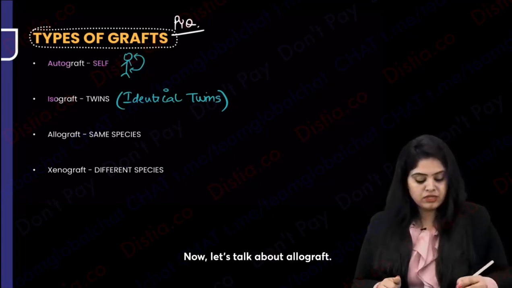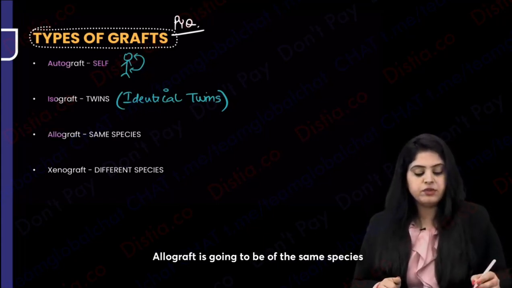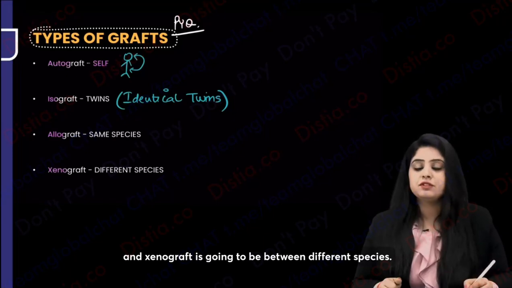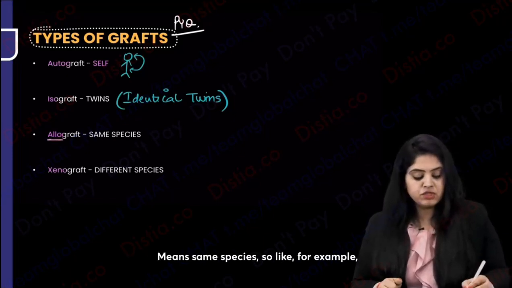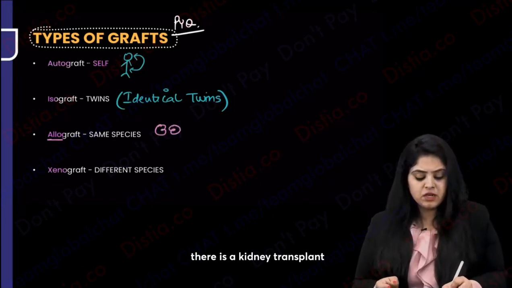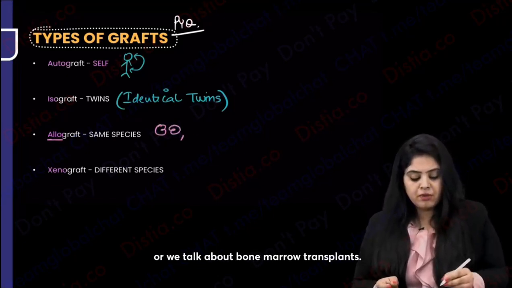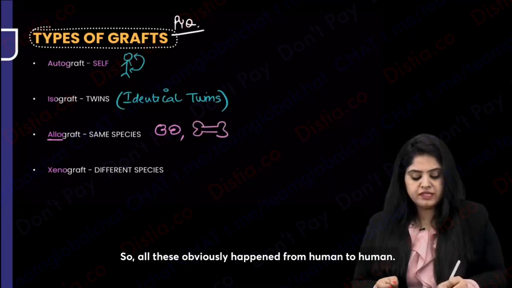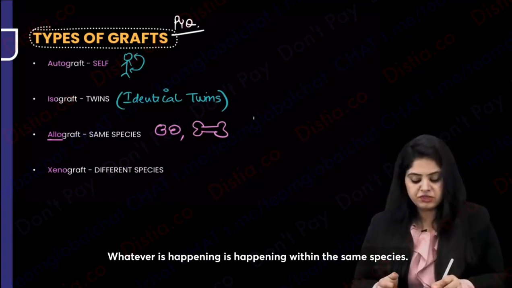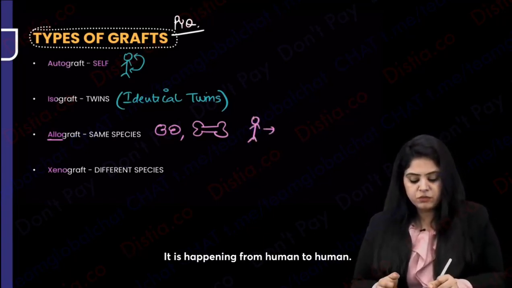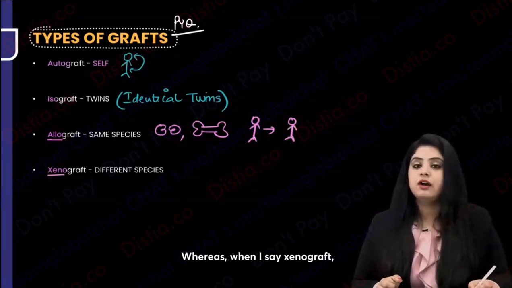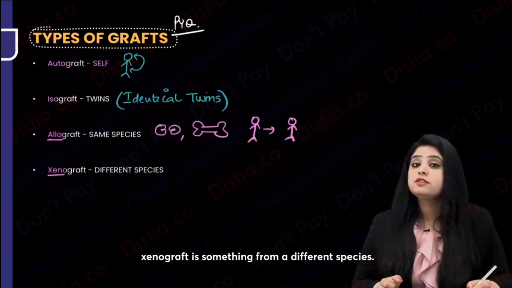Now let's talk about allograft. Allograft is going to be of the same species, and xenograft is going to be between different species. So for example, we so commonly study kidney transplant, or we talk about a bone marrow transplant. All these obviously happen from human to human. Whatever is happening within the same species, from human to human, that is allograft. Whereas xenograft is something from a different species.